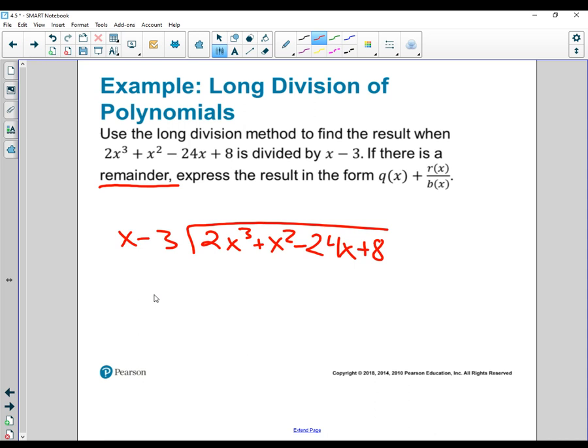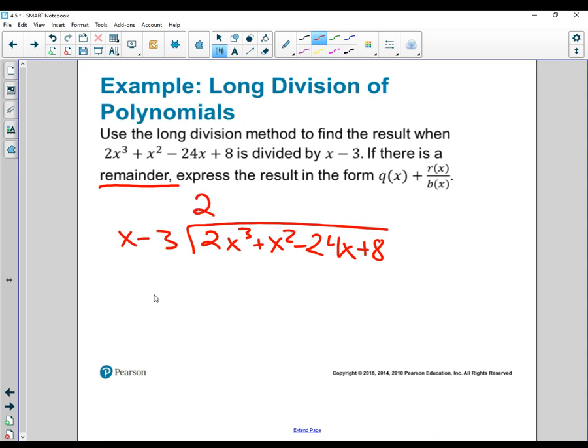I'll give positive words to someone who can tell me what the thing under here is called. The dividend. What is this one called? Divisor. And the answer on top is called the quotient, and each asking, what do I multiply this by to match this? So what multiplies by x to get 2x cubed?